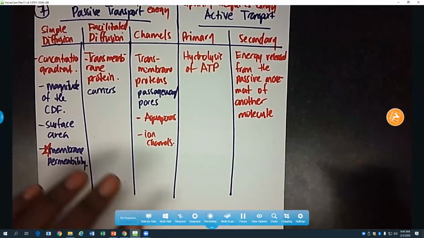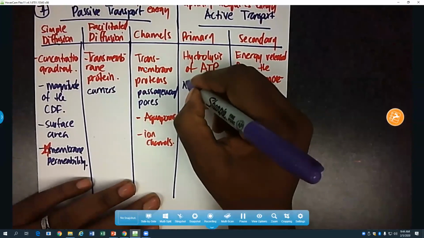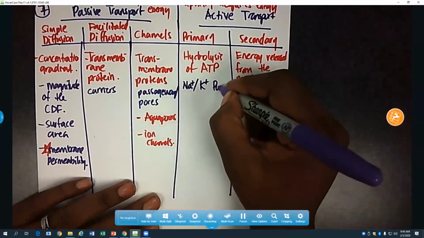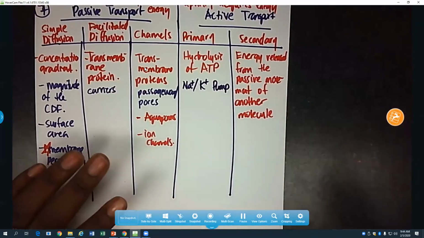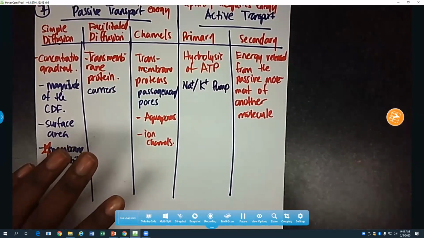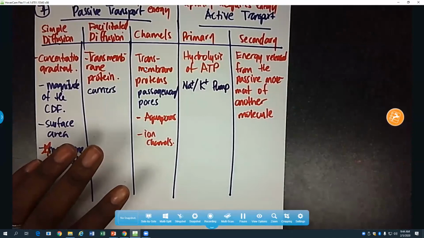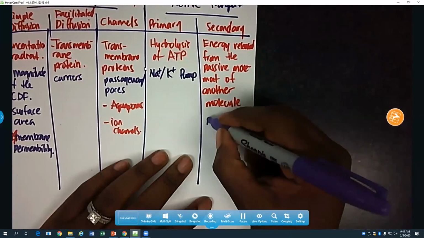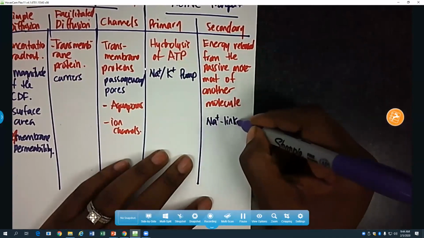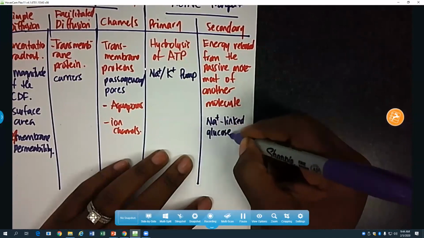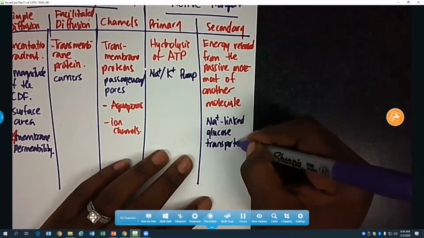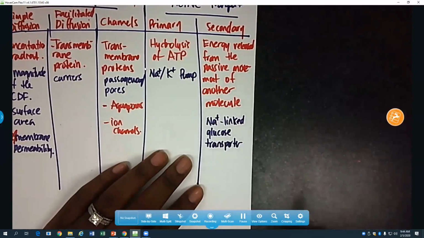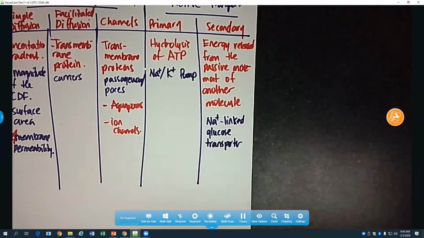Some examples here for primary was the sodium-potassium pump, where we pumped 3 sodium out of a cell, 2 potassium into the cell, and we hydrolyzed ATP to drive that energetic reaction. Whereas in secondary transport, an example we talked about was the sodium-linked glucose transporter, where we used sodium moving down its concentration gradient, and we used that energy to move glucose against its concentration gradient.